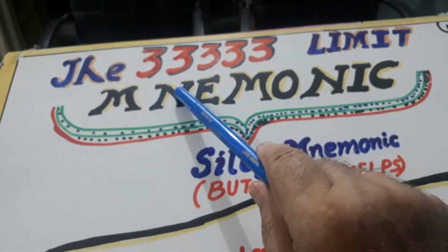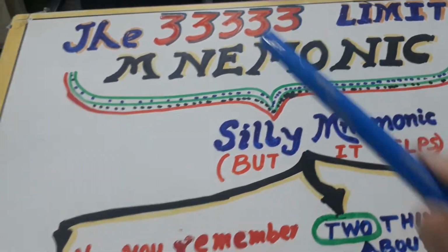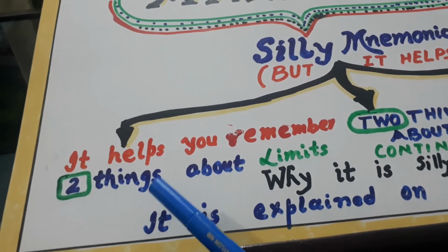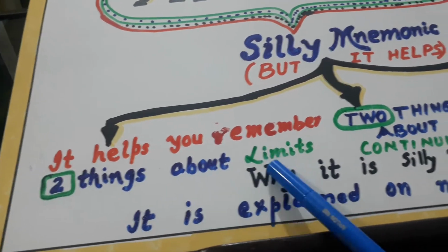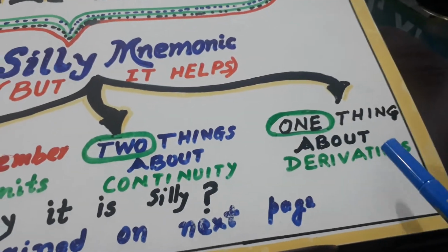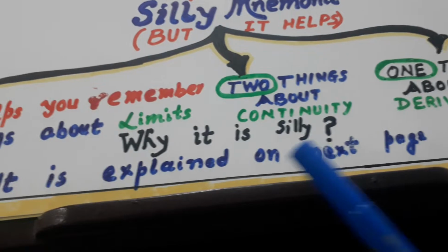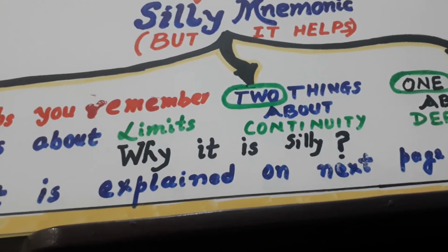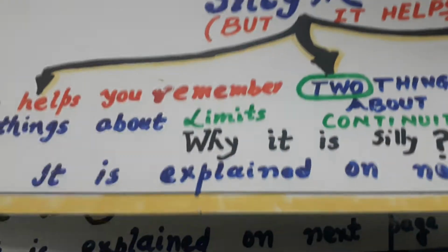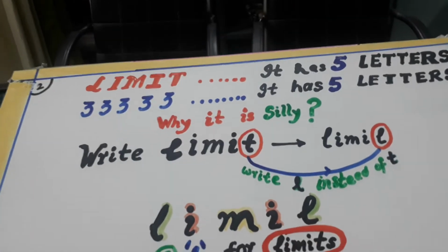These are 5. So, out of 5, it helps you to remember two things about limits, two things about continuity, and one thing about derivatives. Why it is silly, it is explained on the next page. Look, I am bringing the next one.